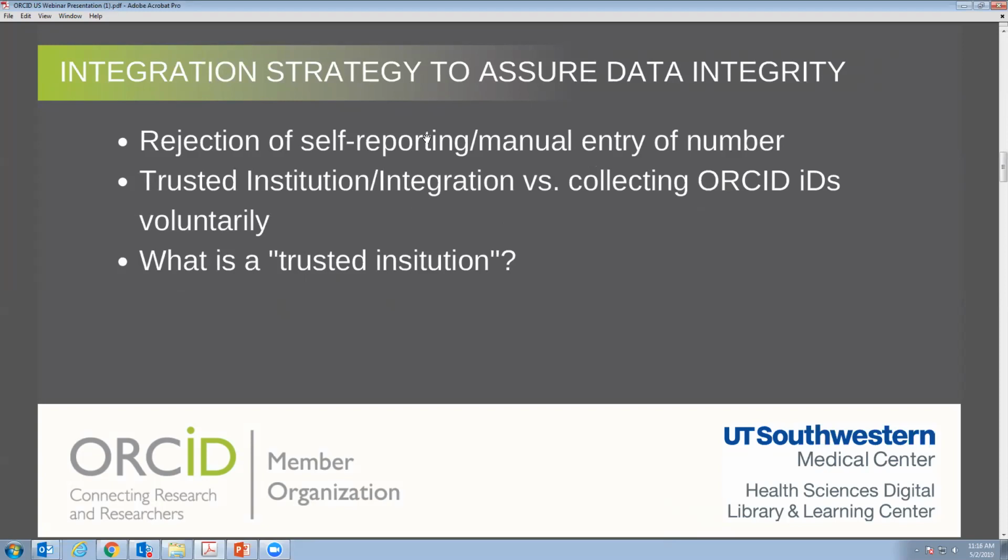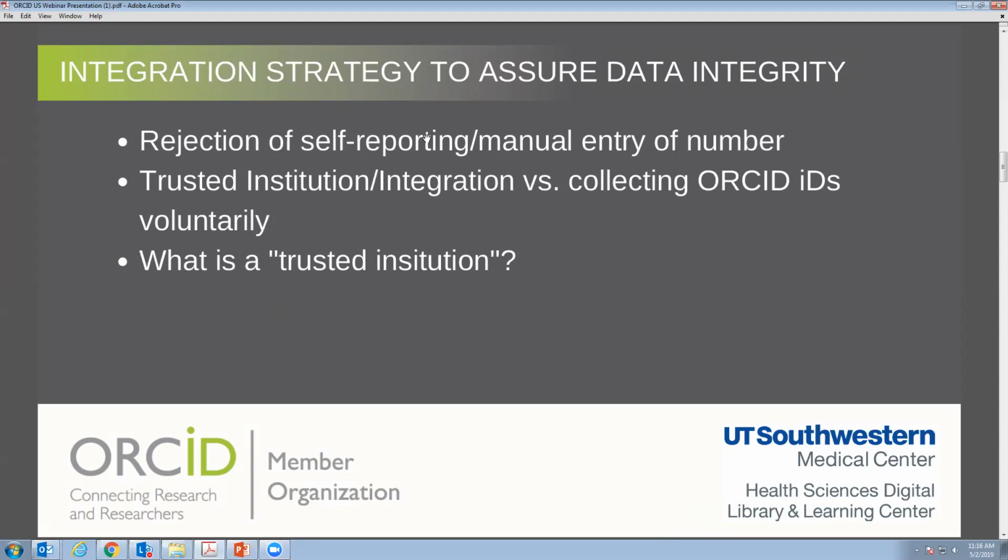So the first question I mentioned, can you make us a trusted institution? The integration strategy sounded like something that would be really easy. We'd just get this designation, whatever that meant, and then people could just type their 16-digit number into our PeopleSoft HR area, and we'd be done. But there are real issues with data integrity and manual entry. That was initially what was on the plan from the administration.